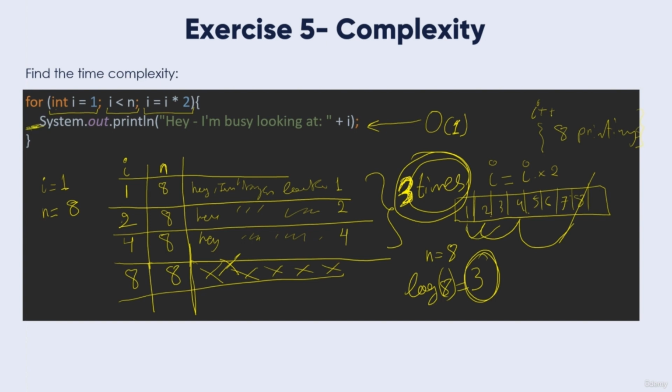So System.out.print is printing 3 times instead of 8. So log 8 is equal to 3. This means the complexity is equal to O of log n. Okay? So log 8 equal to 3, which means this is the time complexity.